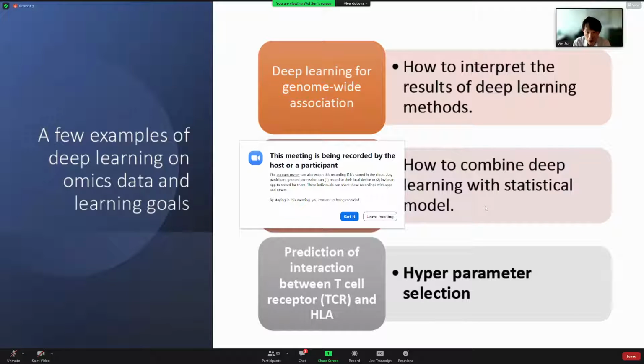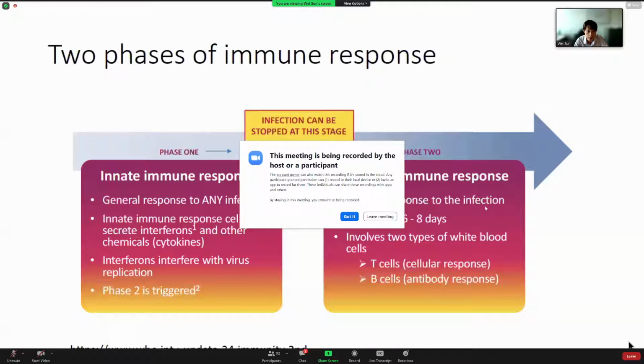Okay, so today we'll start with what we left as one example to demonstrate deep learning in omics data. This example is to predict the interaction between T-cell receptor and HLA. So it continues on the immune aspect of the omics data. The main goal here is to talk about hyperparameter selection. And the example code is already in the GitHub.